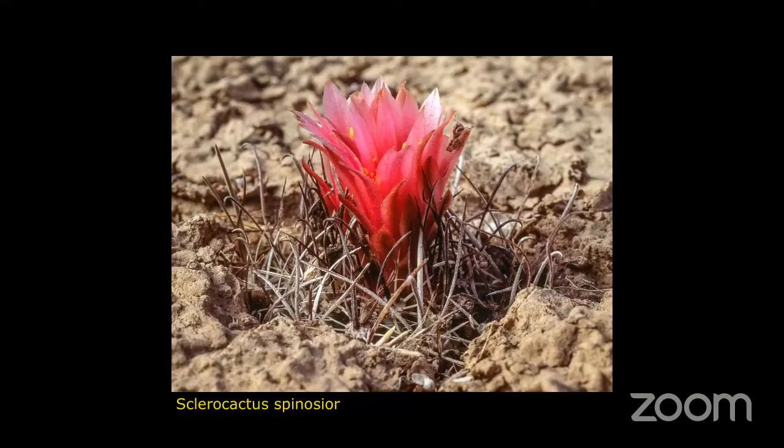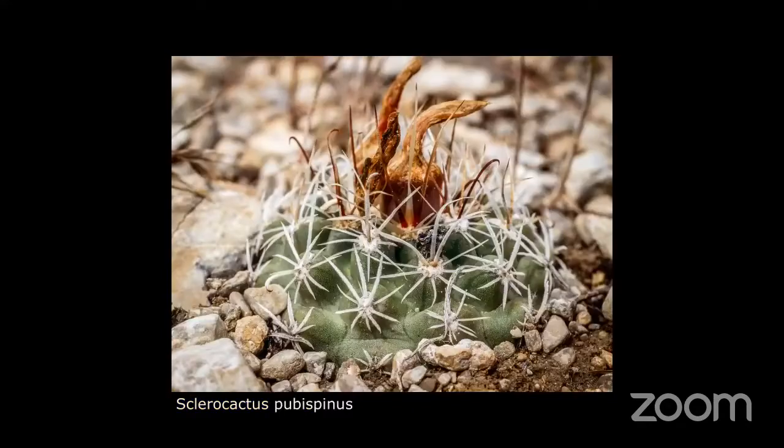It does get its name from the fact that the spines have a fine pubescence on them. I'm not sure if you can see that in the photograph, but they're slightly fuzzy. It's a small plant, about 2 to 3 inches in diameter, but they can get up to about 6 inches.